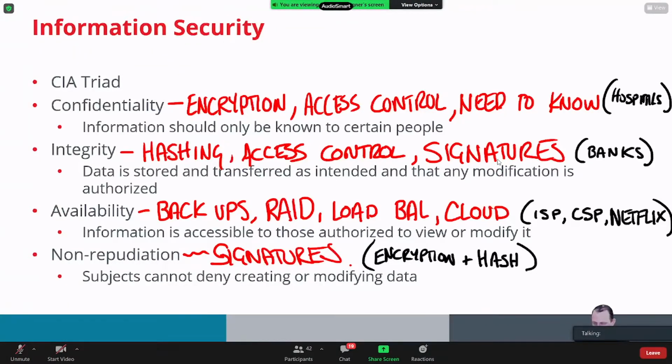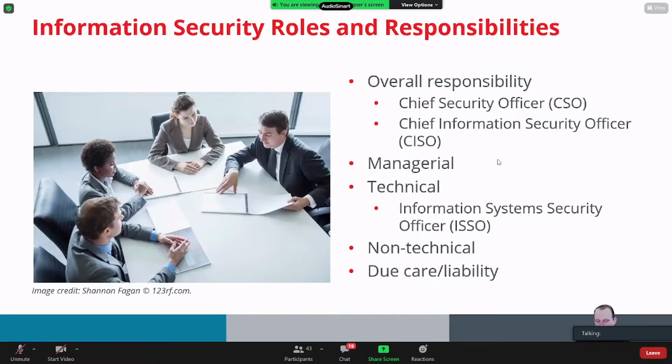All right. So as promised, let's talk about different security roles in an organization now that we've sort of gotten this fundamental concept out of the way. Who has the overall responsibility in an organization to determine how much we care about the CIA triad and in what measure? How about the Chief Security Officer or the Chief Information Security Officer, the CSO or the CISO?